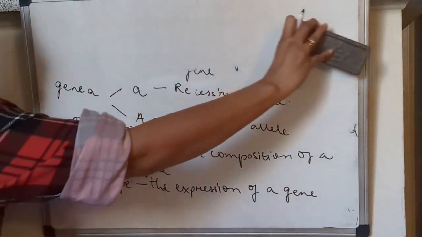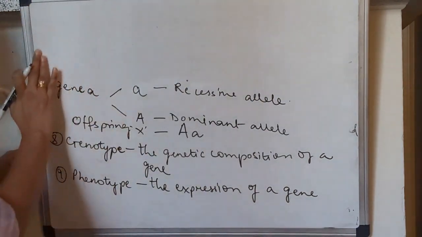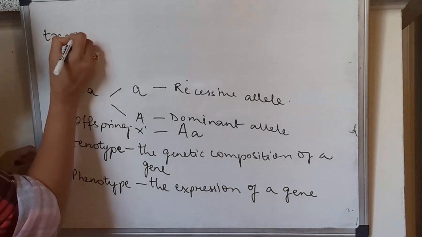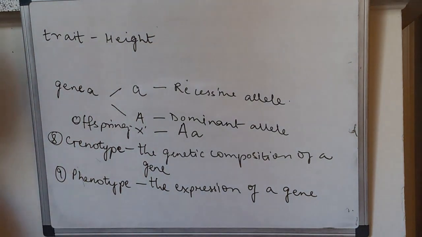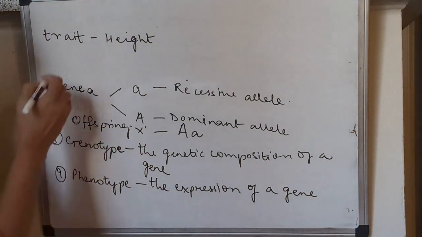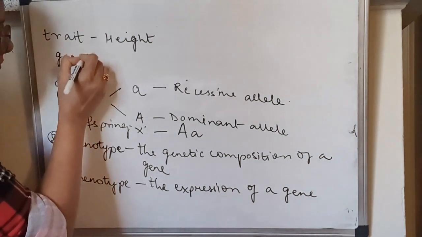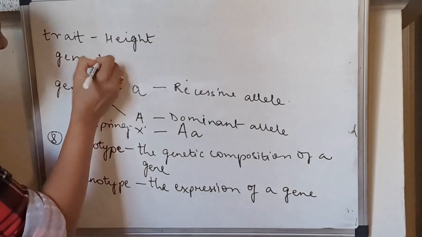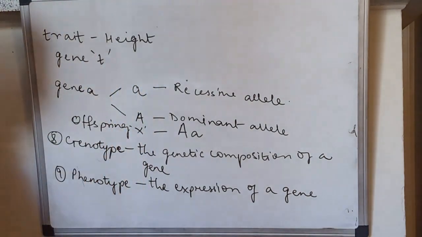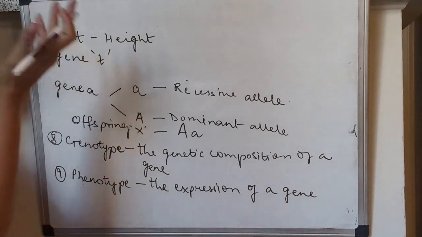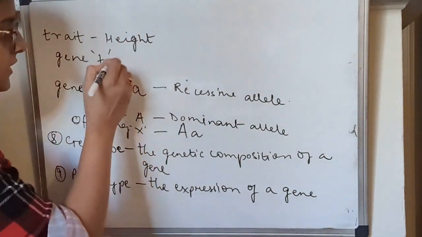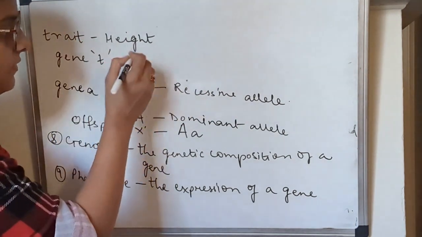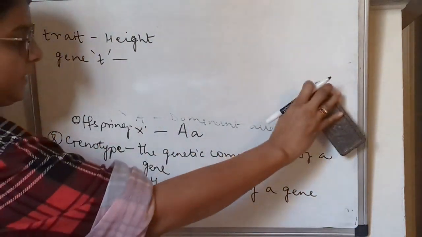Alright. So I can explain genotype and phenotype with another example. Suppose we are talking about the trait height of an organism. Suppose height is represented by the gene T. So gene T might again have capital T and small t as two alleles, right? So let us talk about all the possible combinations that gene T can have.